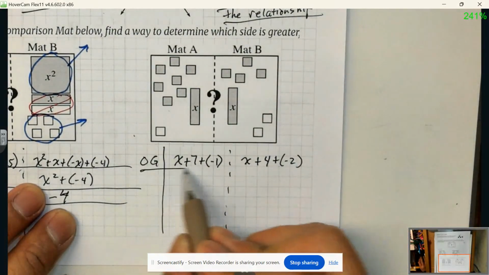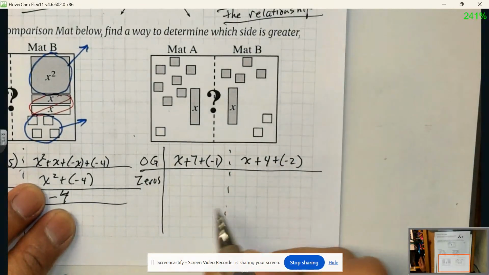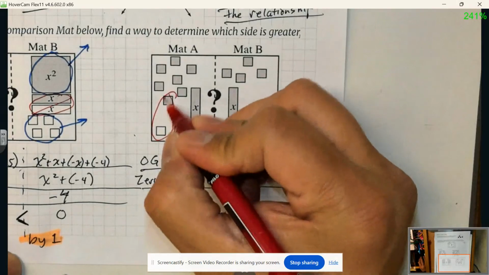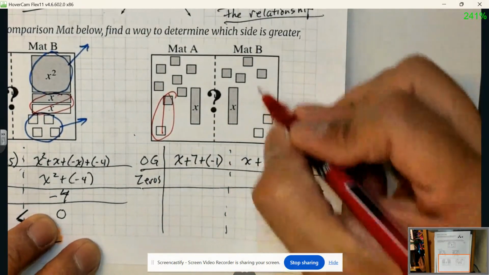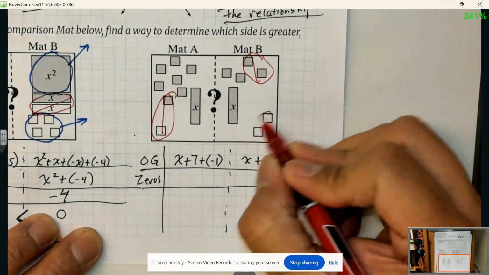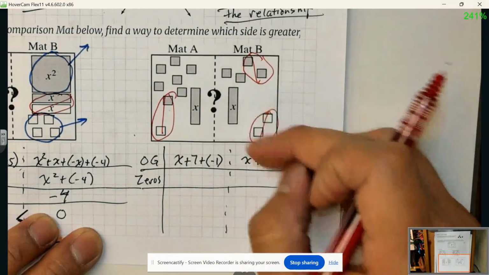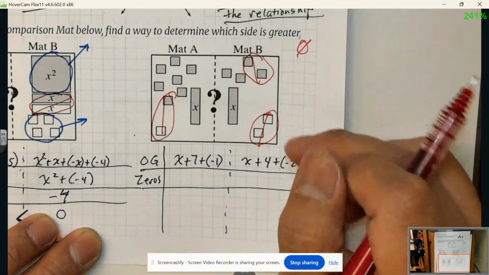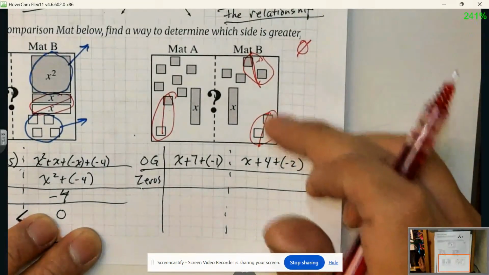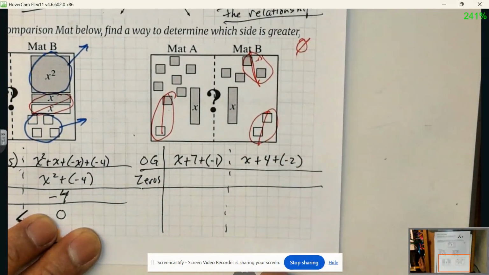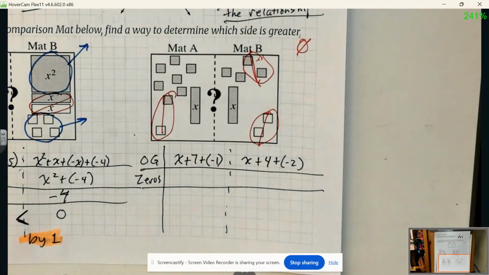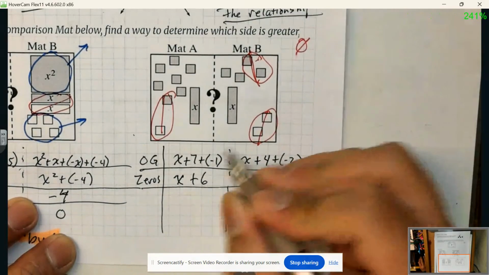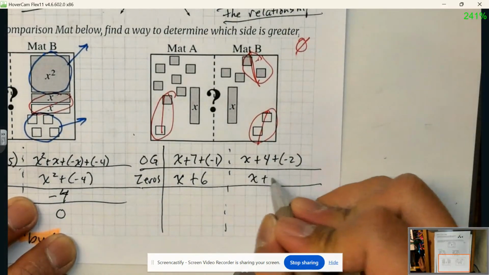First, we're going to take out our zeros, and then see what we have left over. Okay, so our zeros are going to be, we have 1 and -1, and we have 2 and -2. We don't have to put our zeros in one circle as long as we show the same thing. Circle with a slash through it means zero pair. So this leaves us with, on the mat A, we now have x plus 6, and on the right we have x plus 2.